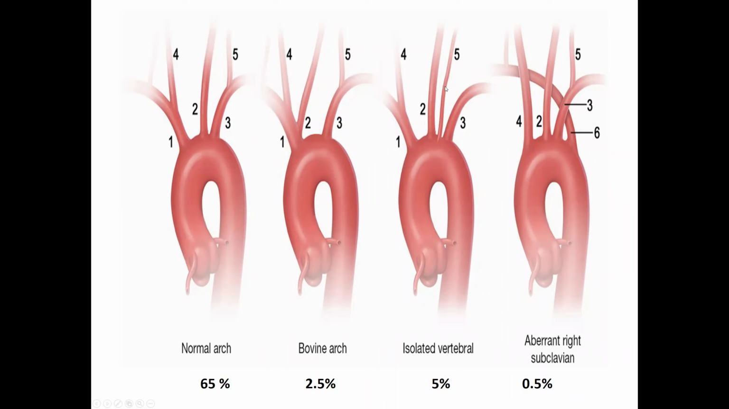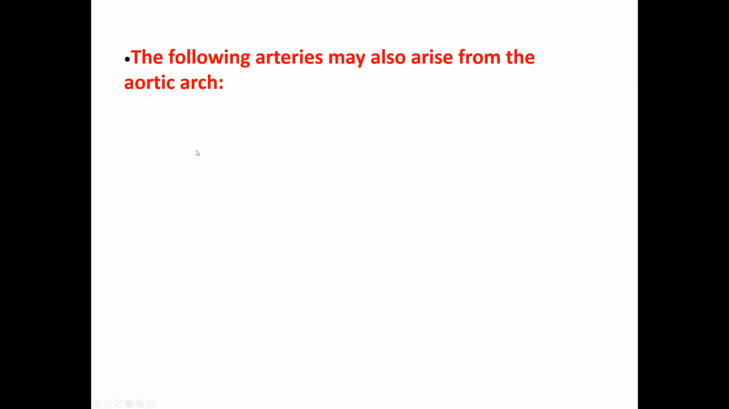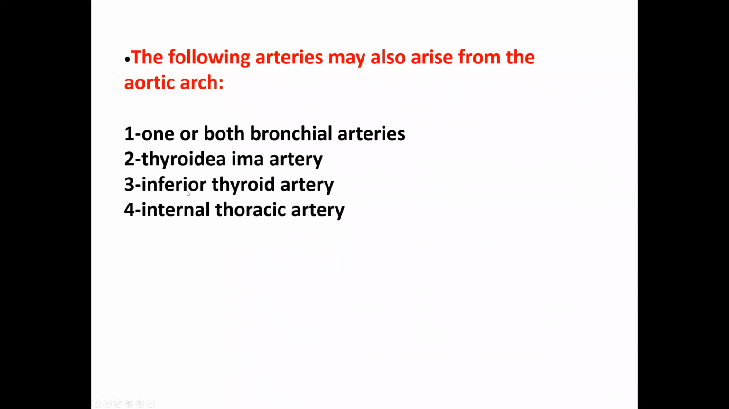Here the left vertebral artery arises separately from the aortic arch between the origin of the left common carotid and left subclavian artery. The aberrant right subclavian artery arises distal to the left subclavian artery and then passes to the right posteriorly. The following arteries may also arise from the aortic arch: one or both bronchial arteries, thyroidea ima artery, inferior thyroid artery, internal thoracic artery.